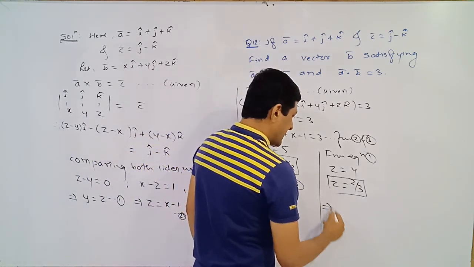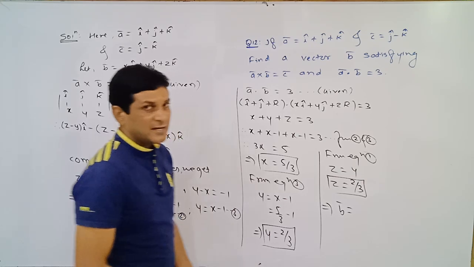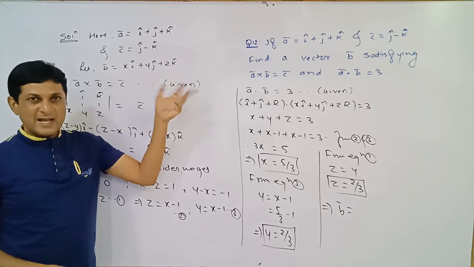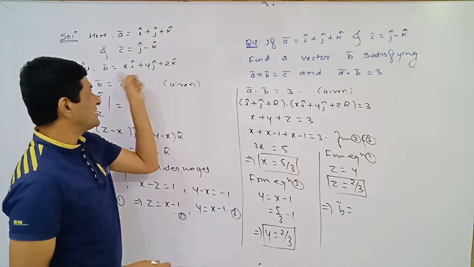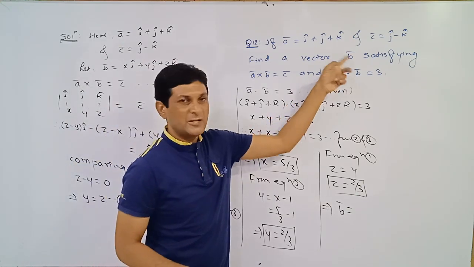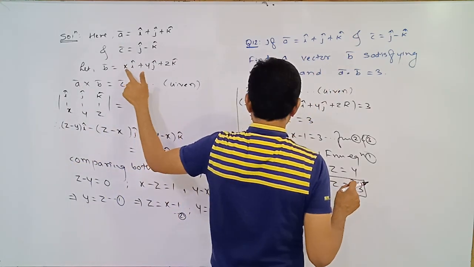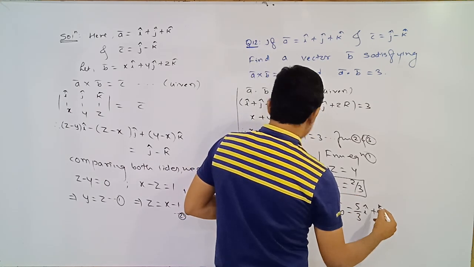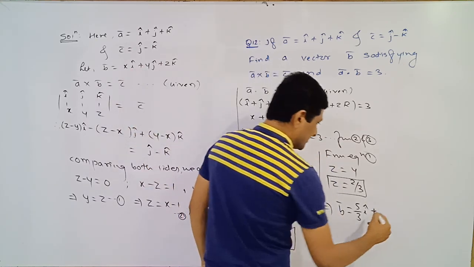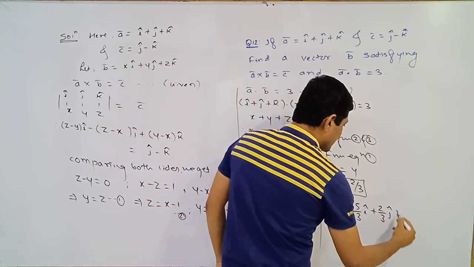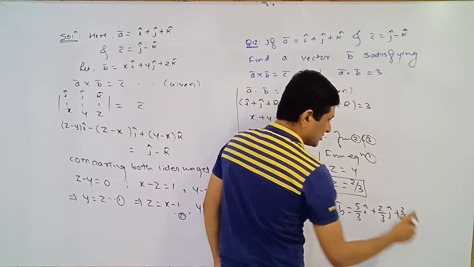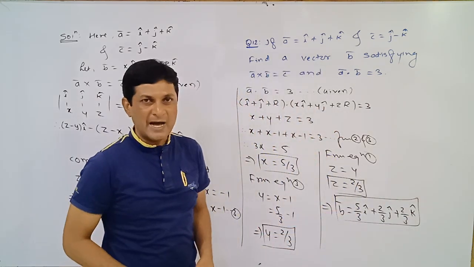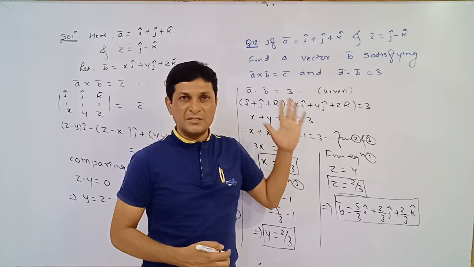So this implies that b bar will be equal to, according to our supposition, b bar is x i cap plus y j cap plus z k cap. Once the values of x, y, z are known to us, substitute these values in this expression, and you will get your required value, b bar. So b bar will be equal to x, which is 5 by 3, so 5 by 3 i cap plus y, replacing y by its value, 2 by 3 j cap plus z, which is also 2 by 3, 2 by 3 k cap. In this way we have got our required vector b bar, which satisfies both the conditions in this example.